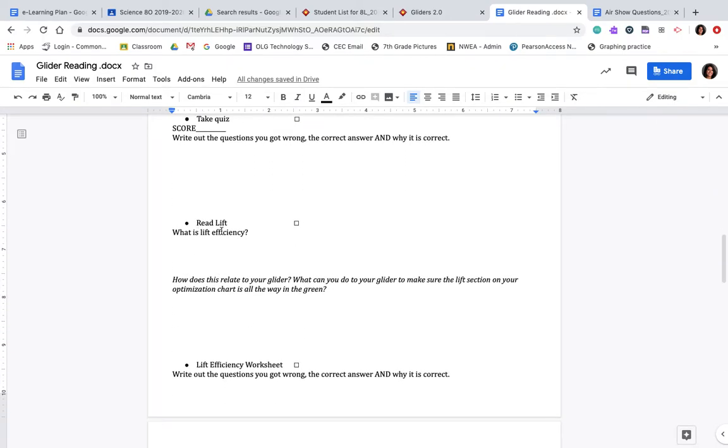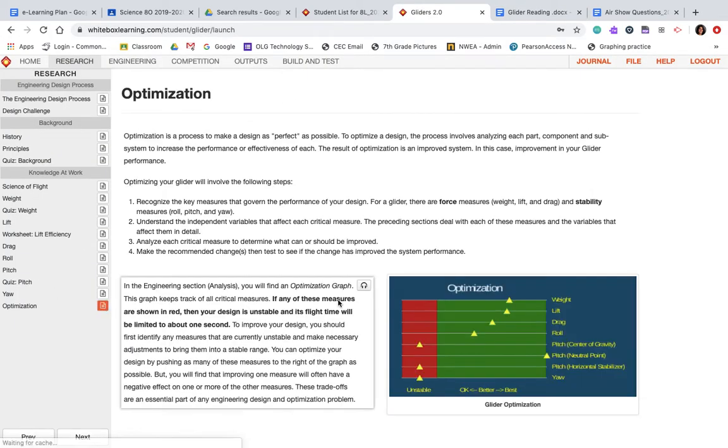there's a couple extra questions that I need you to answer. So what is lift efficiency? And then you'll see this question a lot tomorrow. It says, how does this relate to your glider? What I mean by that is, what can you do to your glider to make sure that the lift section of your optimization chart is all the way in the green? And if you remember from the first day, the introduction, the optimization chart, it looks like this. And your goal is to get all of these triangles as far right as possible.